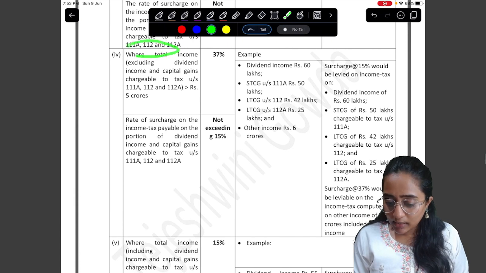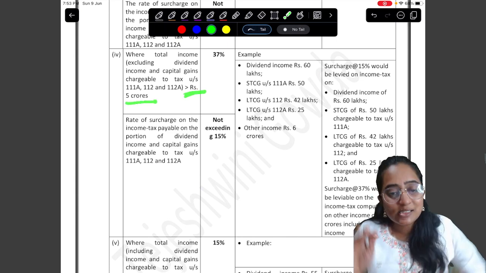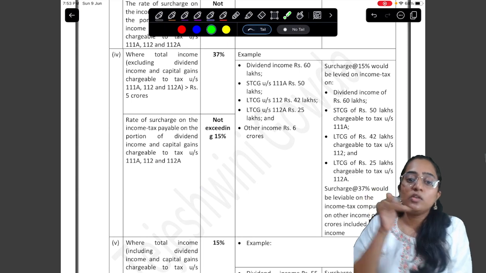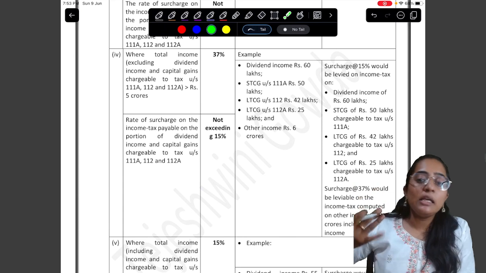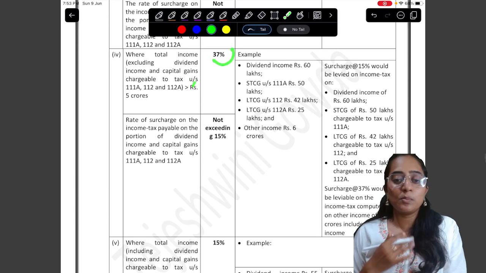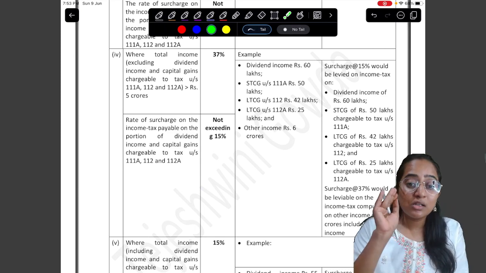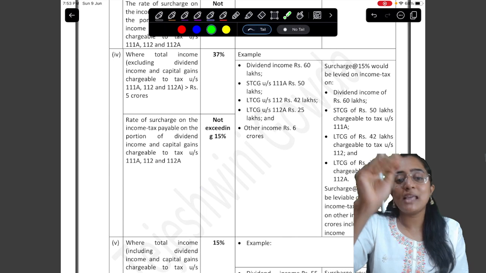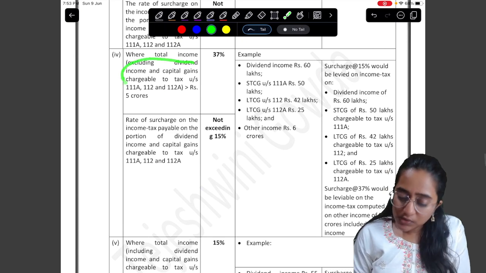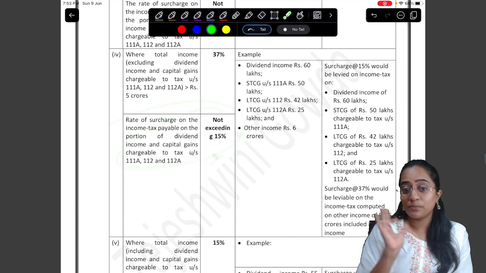See now the next point. Where the total income, again excluding this dividend and capital gain, is greater than 5 crore. That is, without you considering your dividend income, without you considering your capital gain income, it is exceeding 5 crores. It means you are a richest person for life, pay 37% surcharge. That is, on the income tax which you have calculated, pay 37% surcharge on that income tax calculated. See here, in that example, and whatever the exclusions which you have done over here, remember here, very simple. Don't worry. Don't pay exceeding 15%.